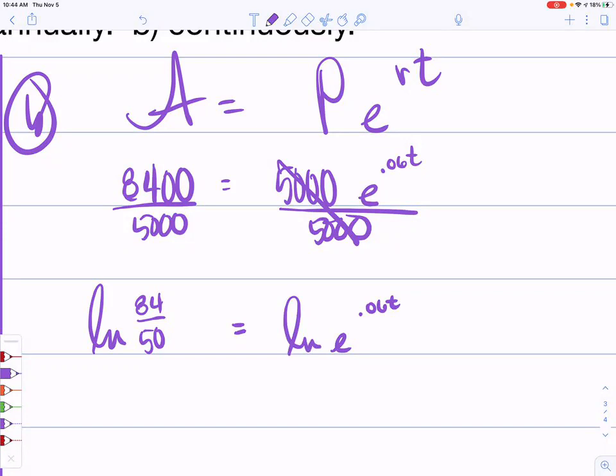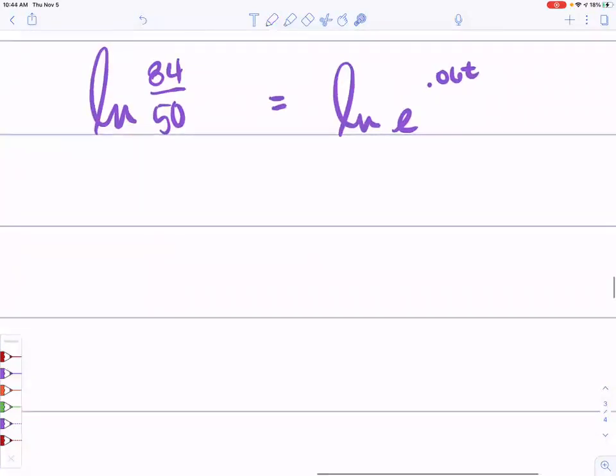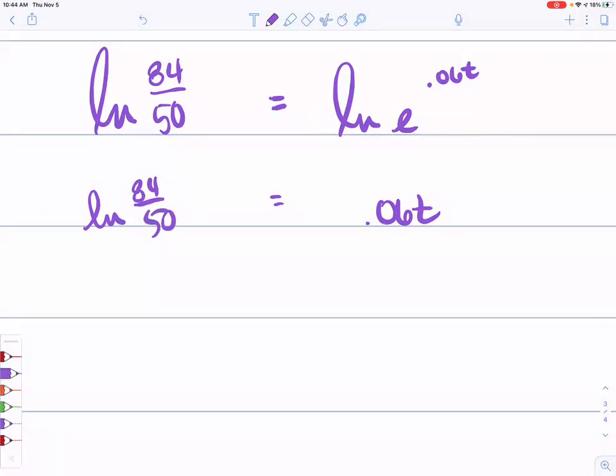Now, at this point, we're going back to some more rules. So what is the natural log of E to the 0.06 T power? Yeah, it's 0.06 T. Remember, the natural log and the E undo each other. And over on the left, I have the same thing, natural log of 8,450. What's the goal? Solve for t. So we're going to divide by 0.06 on both sides.